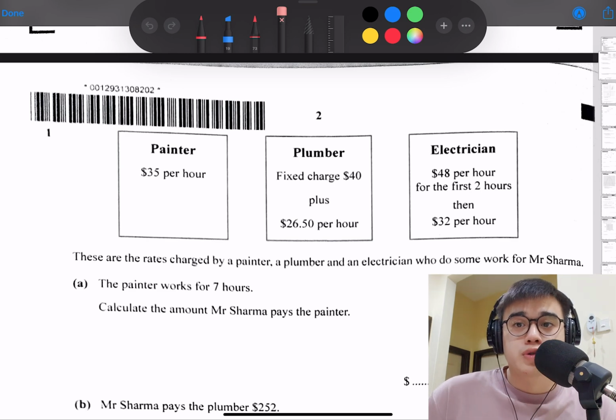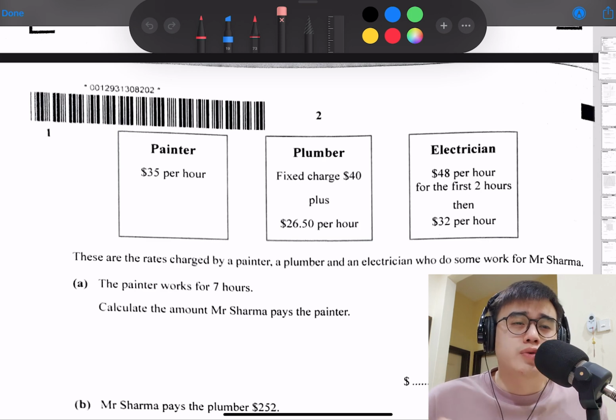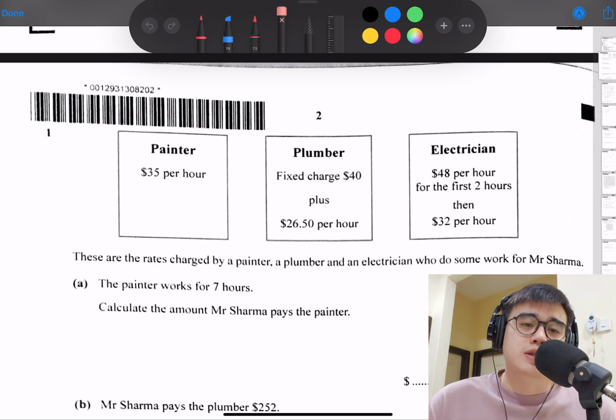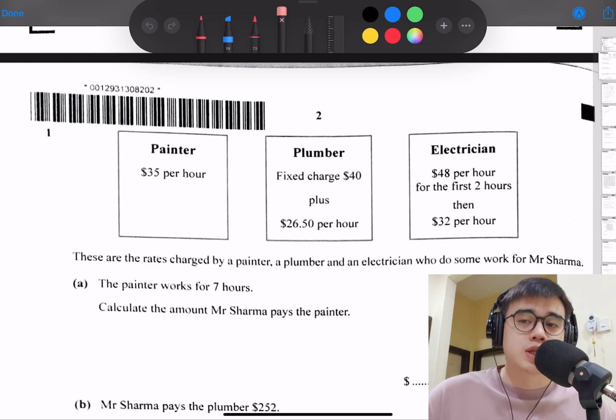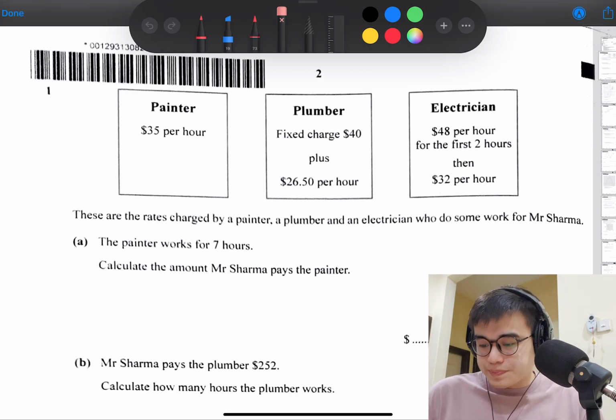So I actually looked through the paper already. The only weird question is the one at the last section. The rest is pretty much identical, and this is what you're gonna expect for your upcoming examination. So without further ado, let's get started.